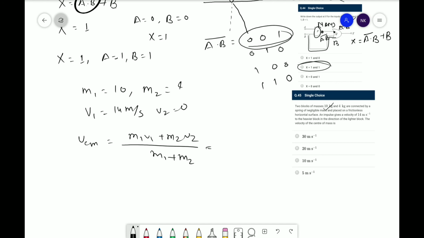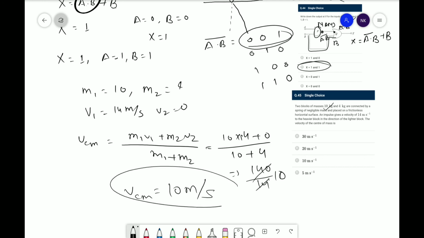Therefore, putting the values, 10 into 14 plus 4 into 0, divided by 10 plus 4. The value of v2 is 0, therefore 4 into 0 will be 0. Hence 140 divided by 14 will be equal to 10. Therefore the center of mass velocity will be equal to 10 meter per second. Okay, thank you so much.